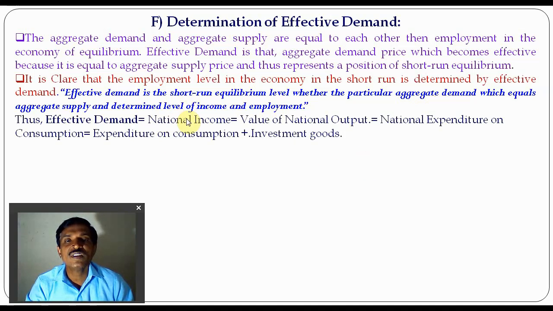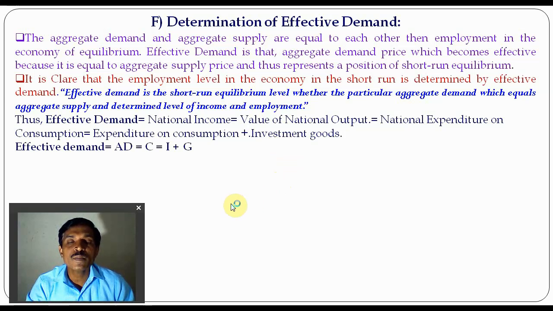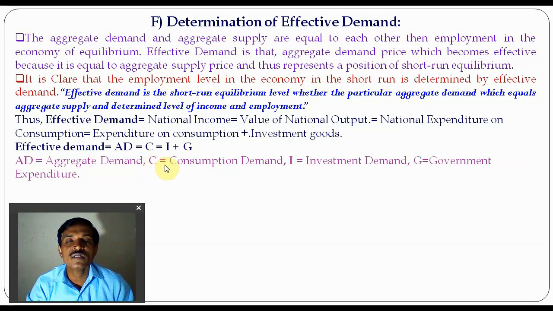So effective demand is equal to national income, equal to the value of national output, equal to national expenditure on consumption plus expenditure on investment goods. So effective demand means aggregate demand is equal to C plus I plus G. Aggregate demand is represented as AD. C means the consumption demand, I means the investment demand, and G means government expenditure. So here is the end of the Keynesian theory.